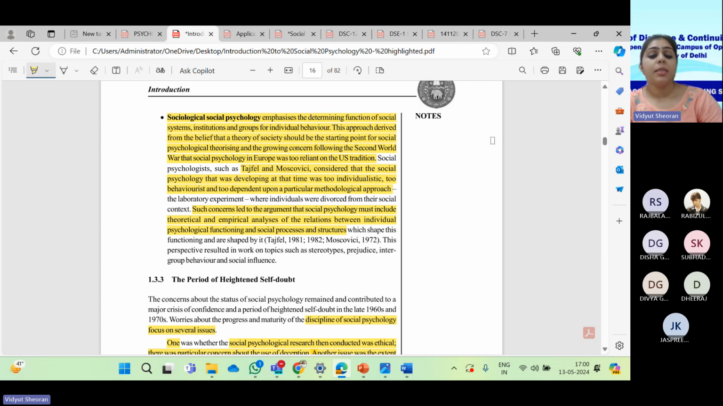But eventually we understood this perspective from not just a Western but also an Eastern perspective. And also in sociological psychology, we are trying to understand the theoretical analysis and the empirical analysis of relations between what an individual has with the other people around himself.